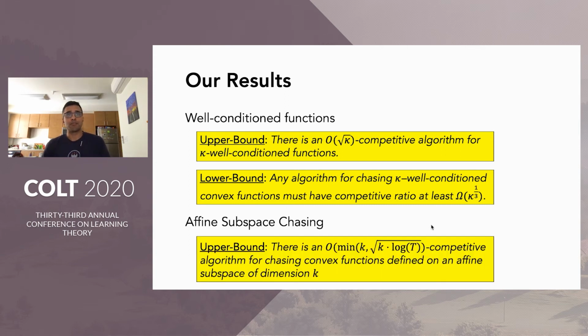For the affine subspace chasing problem, we show that there is a min of k and square root k log T competitive algorithm for chasing convex functions which are defined on an affine subspace of dimension k. Although you can find all the results in the paper, in this talk, I'll primarily focus on the first result, which is an upper bound for well-conditioned convex functions.